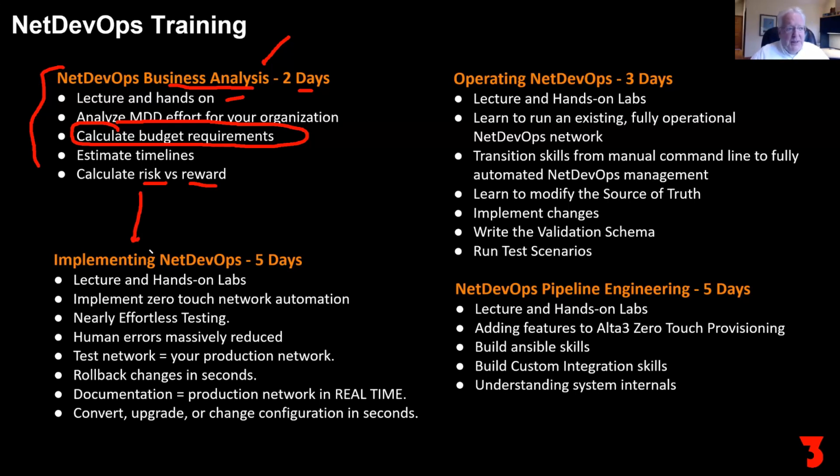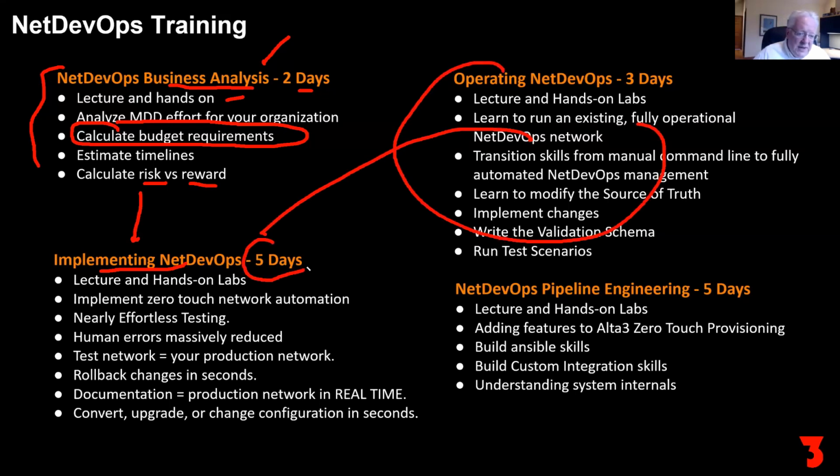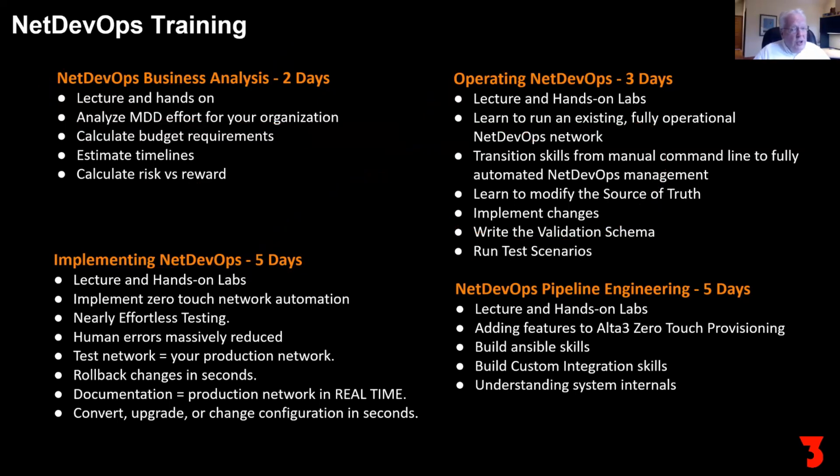Then the next step would be implementing NetDevOps. So at this point, you've got nothing. You don't have the NetDevOps and you want to deploy a zero-touch system of your own. That's what this is. Now, the implementing NetDevOps does include the operations component. That's why it's 5 days. So we'll show you how to implement it and also how to operate it.